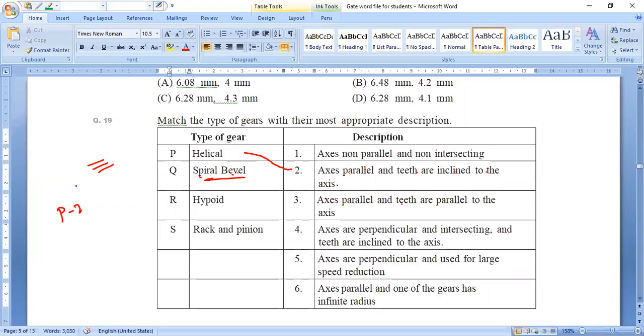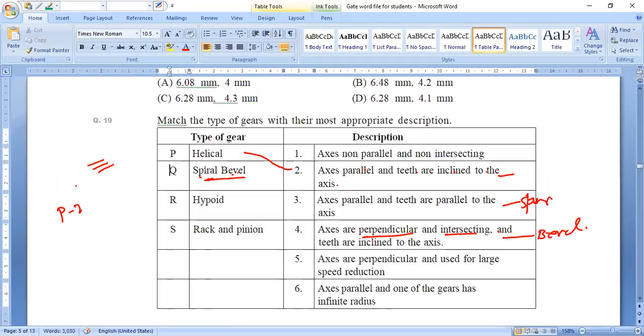Axis parallel and teeth are parallel to axis. ये तो इस पर में होता है और इस पर यहाँ कोई ऑप्शन ही नहीं है. ये तो इस पर की डेफिनेशन है, इस पर की डिस्क्रिप्शन है ना? ये आपकी जो है हेलिकल की हो ही गई है. Axis are perpendicular and intersecting, and teeth are inclined to axis. Yes, this is the best match with the bevel. Axis are perpendicular, intersecting भी होते हैं, and teeth are inclined to the axis.